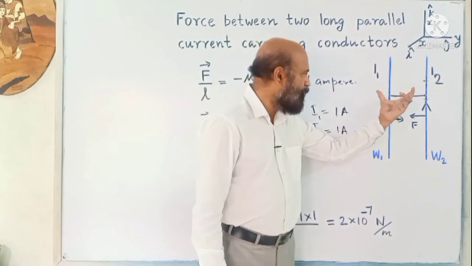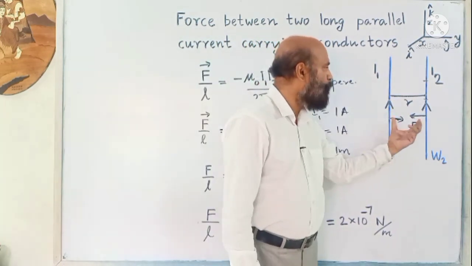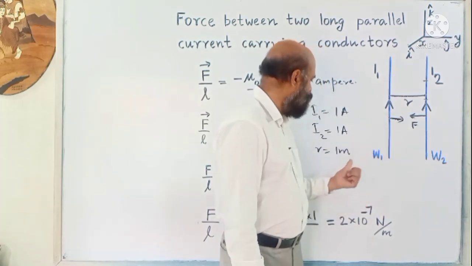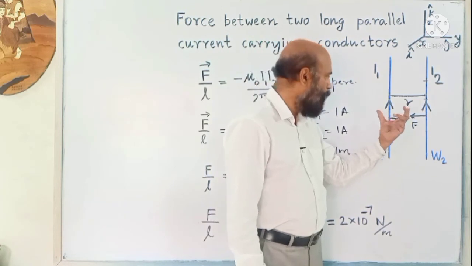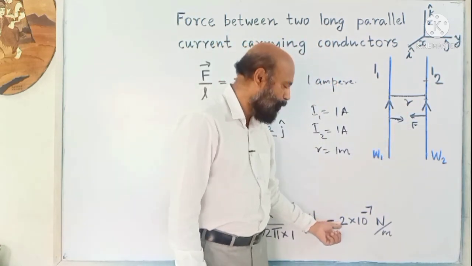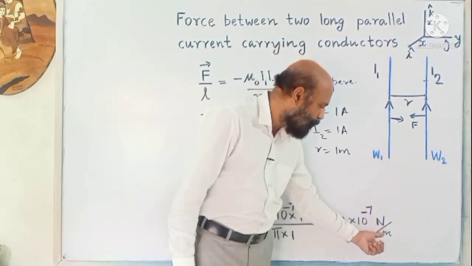1 ampere is that constant current which, when flowing through two infinitely long straight conductors kept at a distance of 1 meter in vacuum, experiences a force per unit length of 2 into 10 raised to minus 7 Newton per meter.